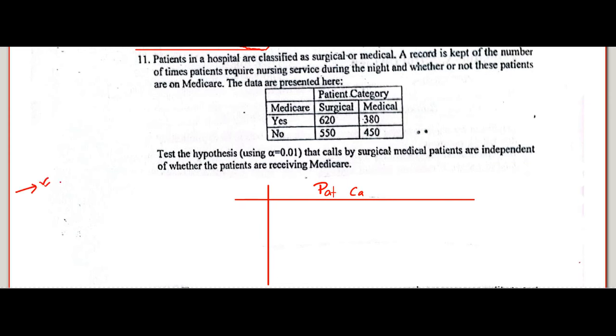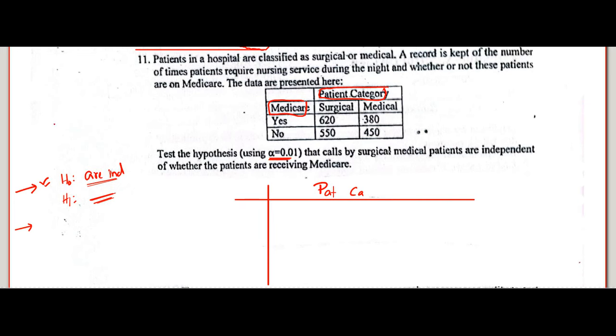Step number 1 in chi-square is H naught. The parameters are independent, and the parameters are patient category and the care that they get. So the parameters patient category and Medicare are independent, and H1 will be not independent. And step number 2, level of significance, it is already given.